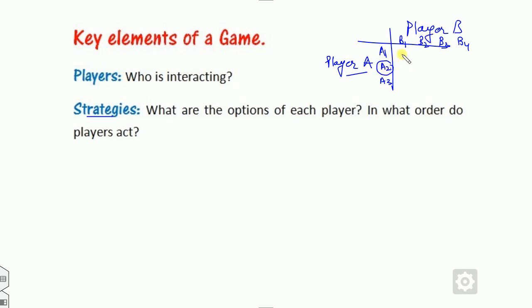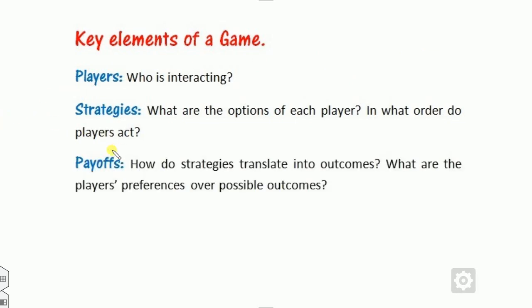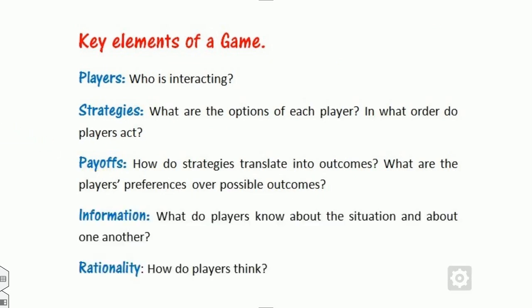they can analyze the impact of this A2 over this B1, B2, B3, and that is called the payoff. That is, how do strategies translate into the outcome? Outcome means the result. Once we get the results, we analyze what is the best and what is the worst result. Similarly, information and rationality are there.